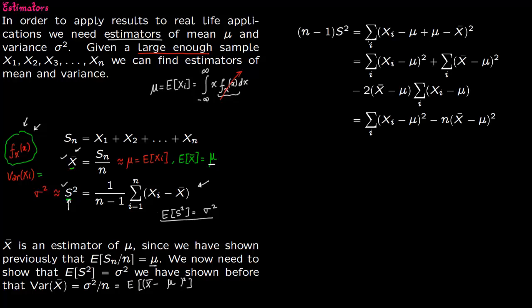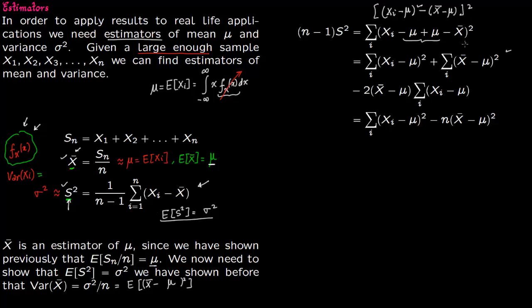So this is equal to the sum, you just copy this formula right here, you add minus mu and plus mu, both of these cancel out. Again you can rewrite this as xi minus mu minus x bar minus mu, and then you square it. So the first term is xi minus mu square, plus x bar minus mu square, and then minus 2 x bar minus mu times xi minus mu, and then you take the summation side by side.